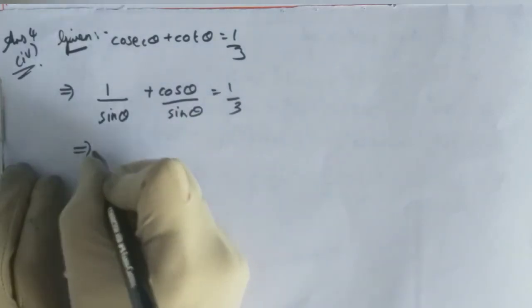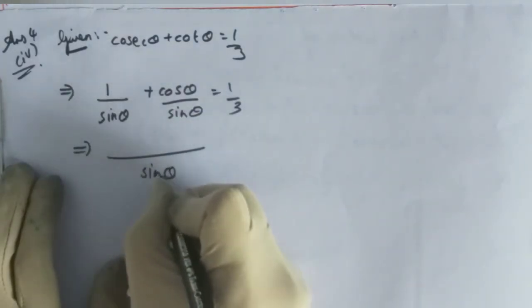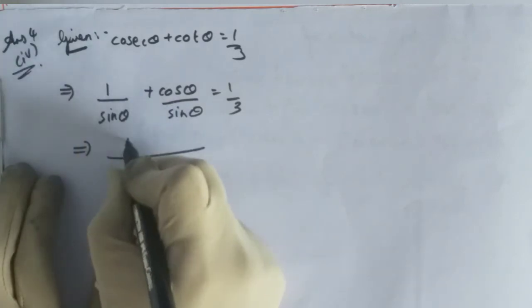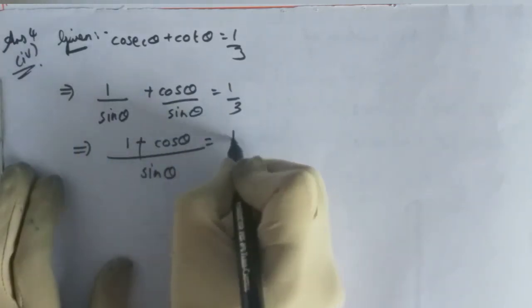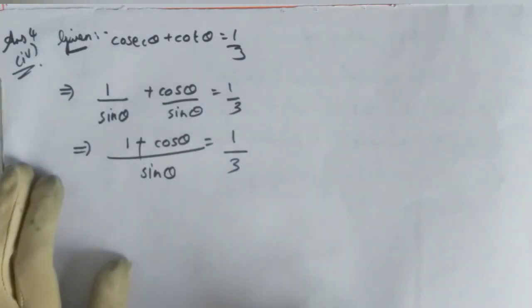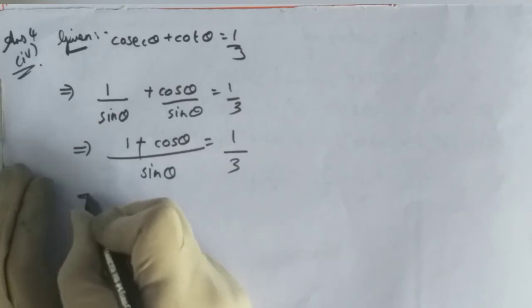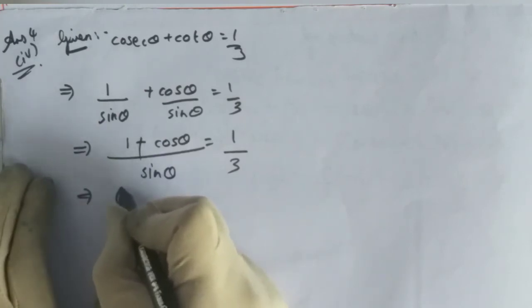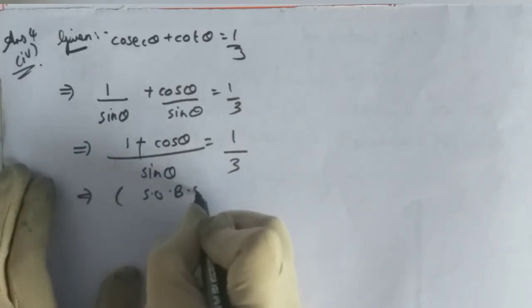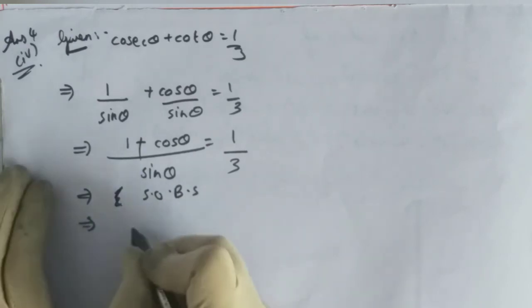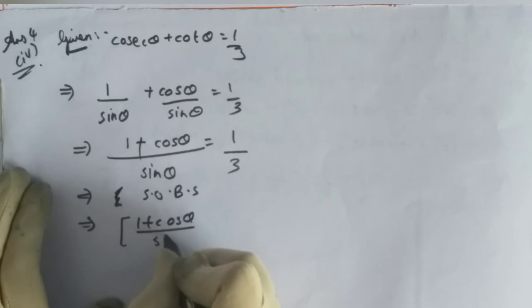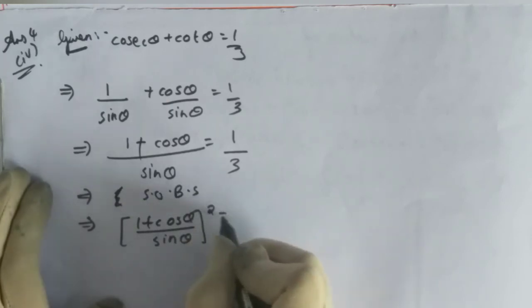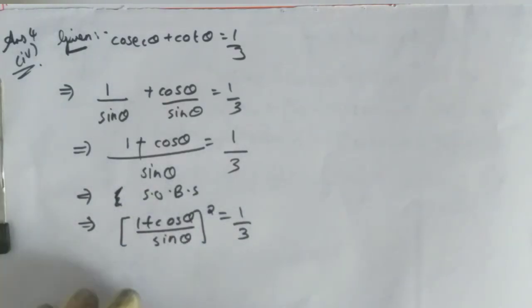LCM of sin theta and sin theta is sin theta. Sin theta divided by sin theta is 1, 1 into 1 is 1, plus sin theta divided by sin theta is 1, 1 into cos theta is cos theta, is equal to 1 by 3. Now what can we do? We can square on both sides. So squaring on both sides, what does it become? (1 plus cos theta) by sin theta whole square is equal to (1 by 3) whole square.